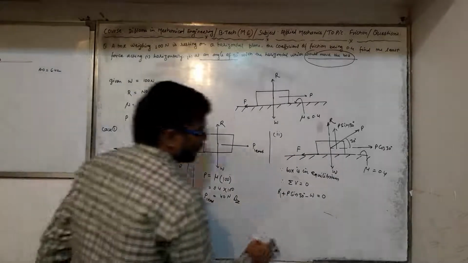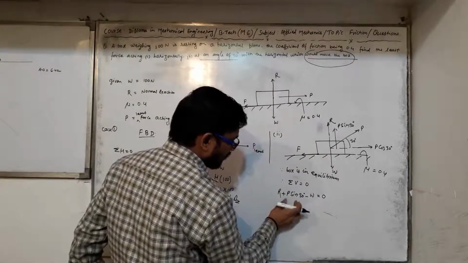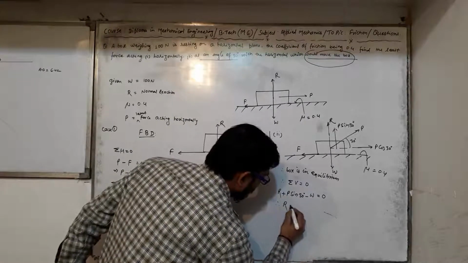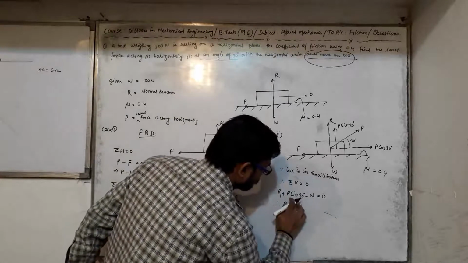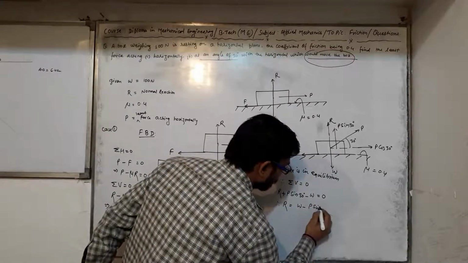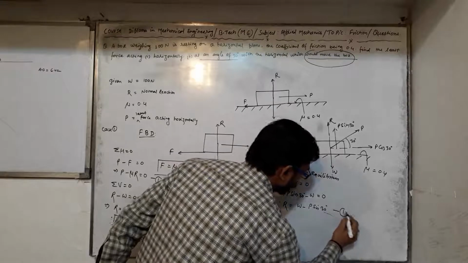Okay. So now if I am transposing this W and P sine 30 to the right side, we can say R equals W minus P sine 30 degree. Let us say it is equation 1.